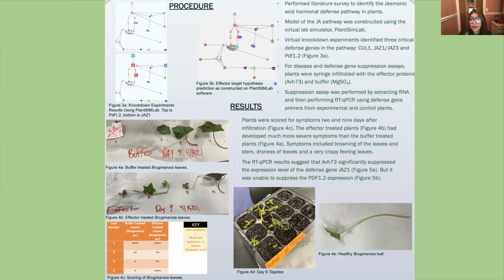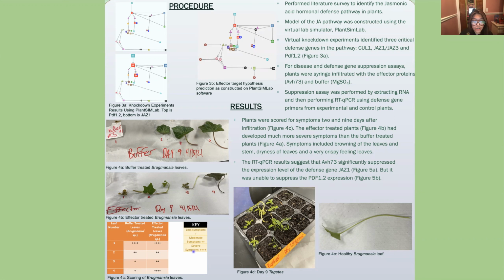And then I performed a suppression assay. I infiltrated plants with my effector protein, which is AVH73, and a buffer. And I also performed some RT-qPCR by extracting RNA. So we can see here some results of the infiltration. 4A is the buffer Brugmansia that I infiltrated, and 4B is the effector Brugmansia that I infiltrated.